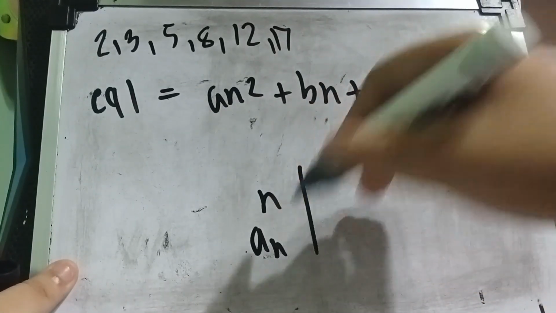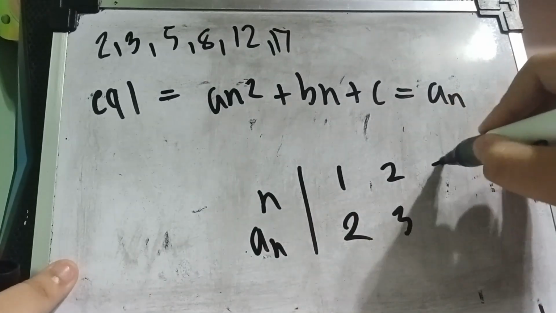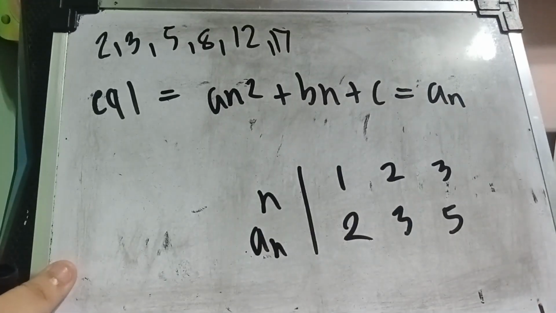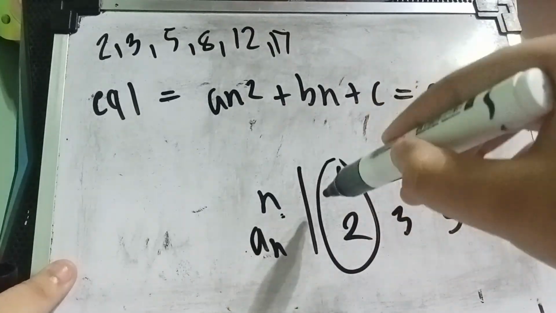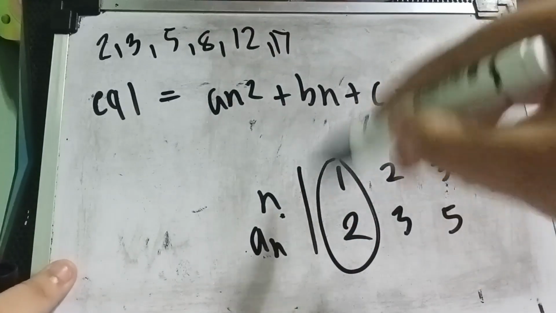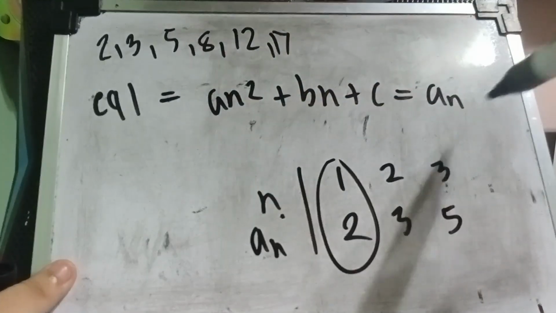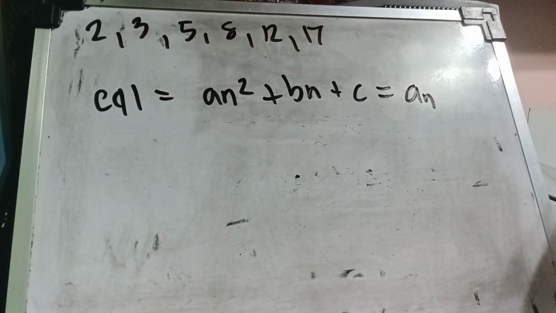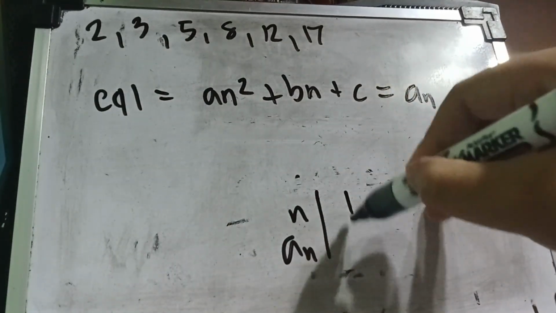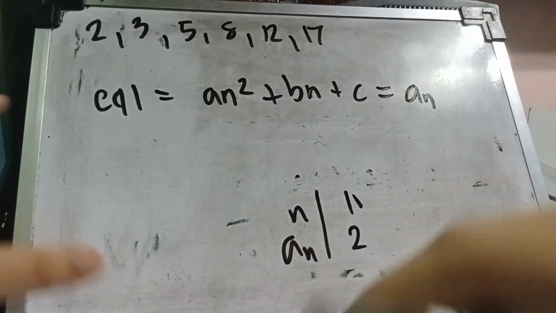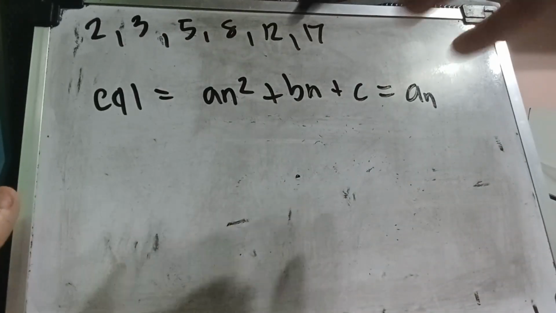Diba? So, kunyari, kukunin ko is yung first pair, which is 1 and 2. Kasi, 2, 3, 5 from the given. Okay? So, ito yung kukunin natin. Okay. So, itong si n, ano yung value ni n dito sa pair? 1. So, ito yung isa-substitute natin na value dito sa mga n. Which is 1, no? So, yung value na 1, substitute natin sa lahat ng n.